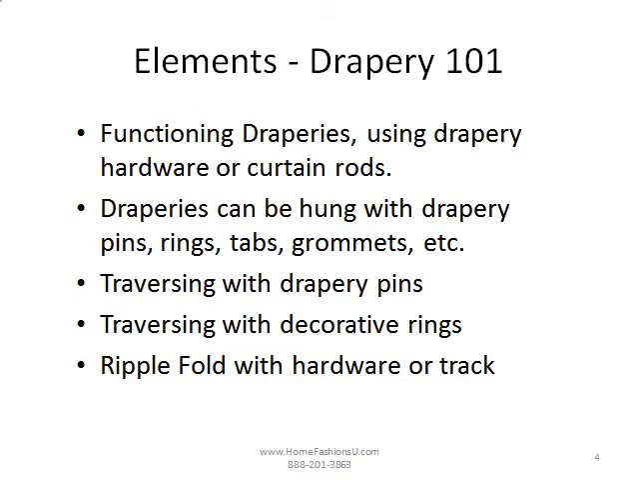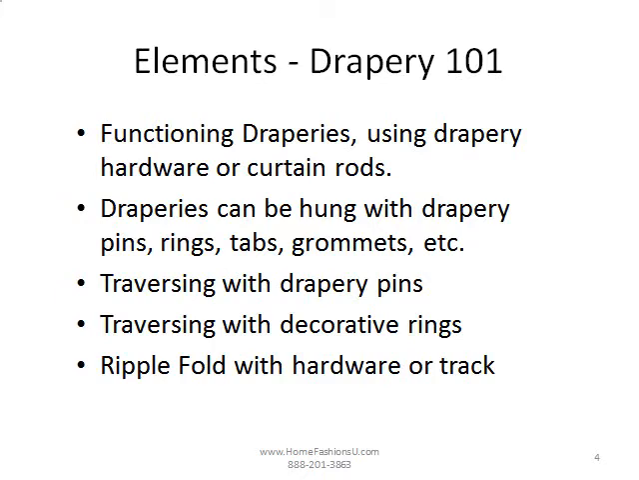When we are discussing functioning draperies, we are talking about draperies that use drapery hardware or curtain rods so that they can be opened and closed at will. Draperies can be hung with drapery pins, rings, tabs, and grommets. Traversing rods with drapery pins are probably most common, but we will be discussing other options. You can also traverse with decorative rings.